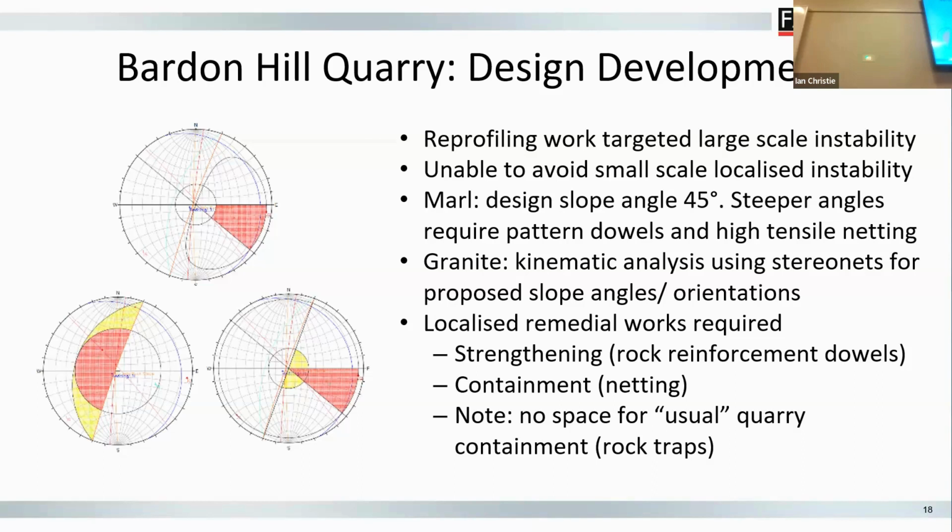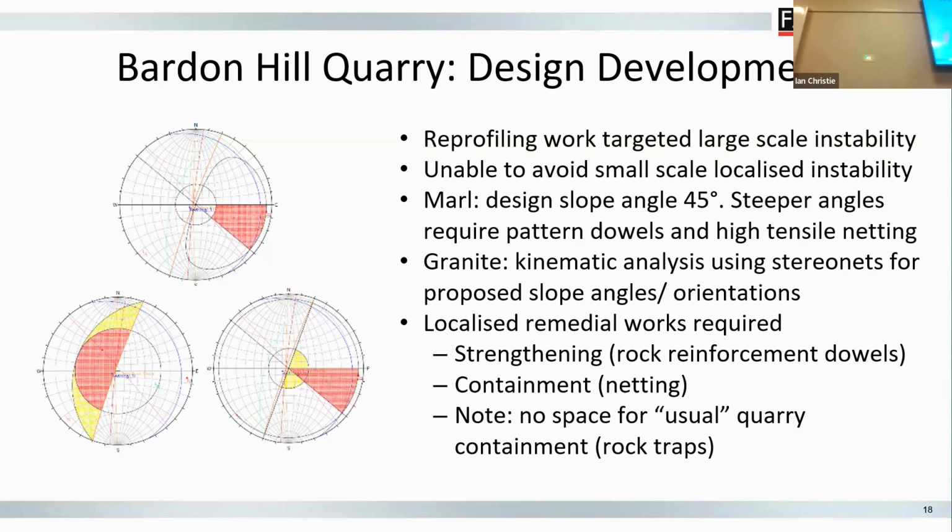Once we got into the granite, we were using our favourite thing here, which is stereo nets. And for each of the faces that was being blasted, we were taking the data that we'd recorded on the joints in order to understand the potential failure mechanisms we were going to have, and therefore whether we needed any localised remedial works. And spoilers, unfortunately we did. We needed some rock reinforcement dowels in places and also some containment netting.